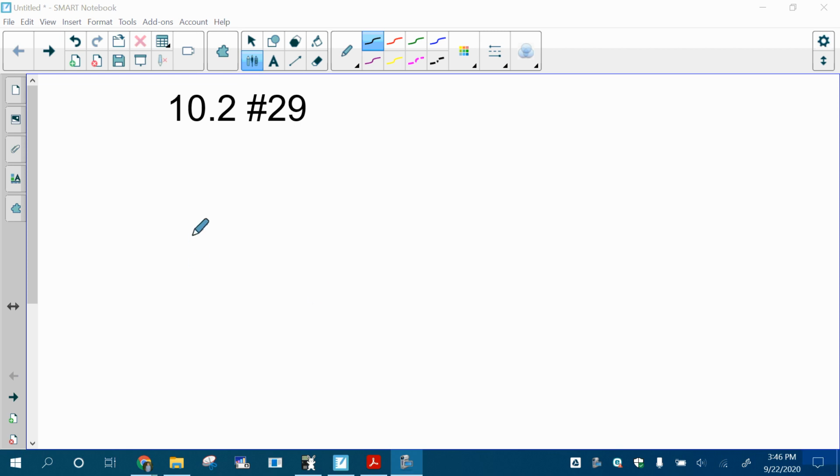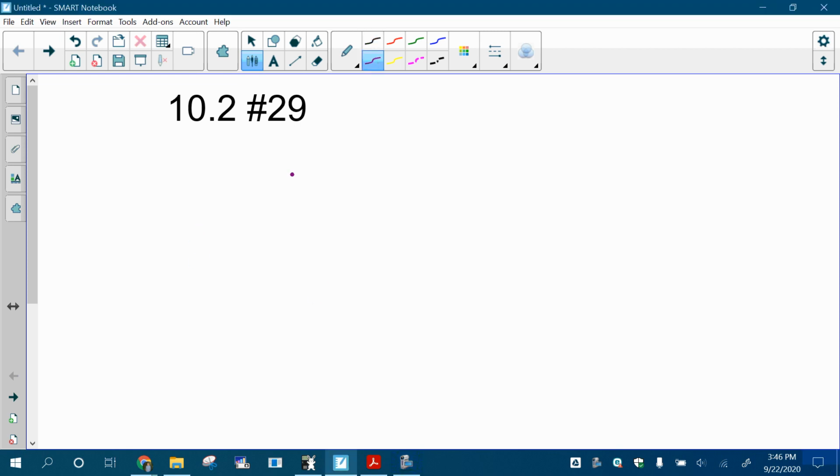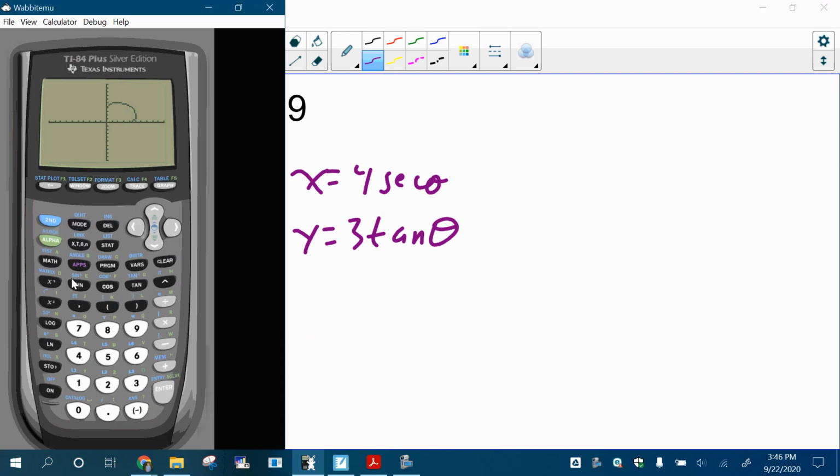Cool. So it gives us this parametric, x equals 4 secant of theta, y equals 3 tangent of theta. It's just asking us to use a graphing utility to graph the curve, and then eliminate the parameter, okay? If you want to use your graphing utility to graph it, you literally just grab your graphing calculator. Make sure you go to mode, go down to parametric mode, hit the y equals, type in the equations.